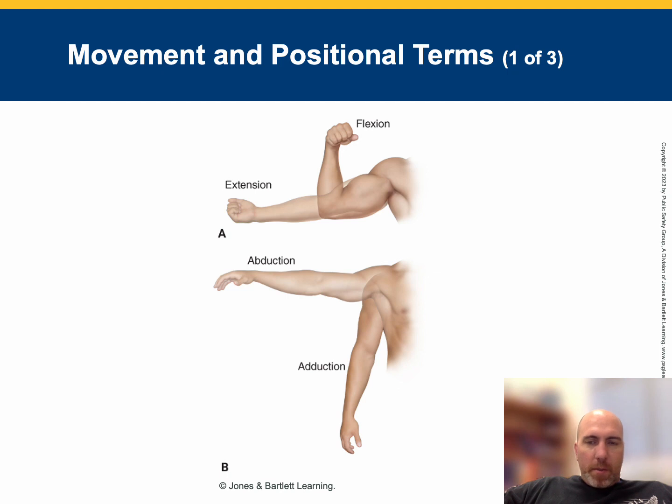All right, range of motion and positional terms. Range of motion is the full distance that a joint can be moved. Flexion is moving the distal point of an extremity towards the trunk. Extension is the return of the body part from a flexed position to an anatomical position. Abduction of the extremity moves it away from the midline, and adduction moves the extremity towards the midline.